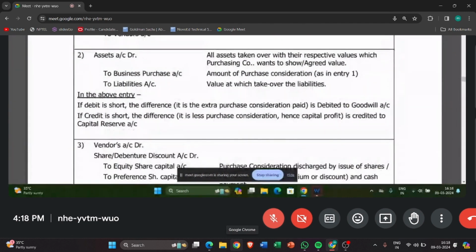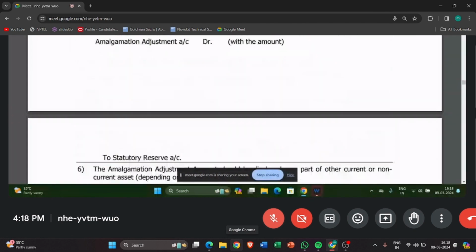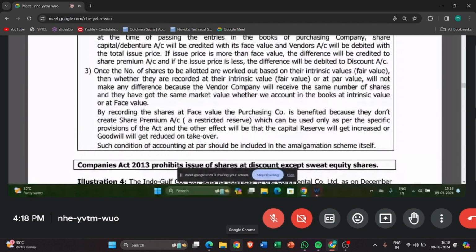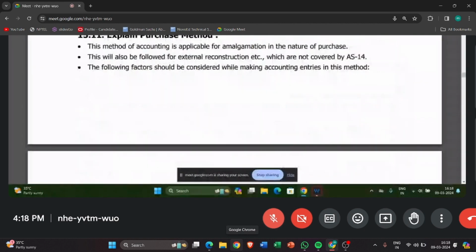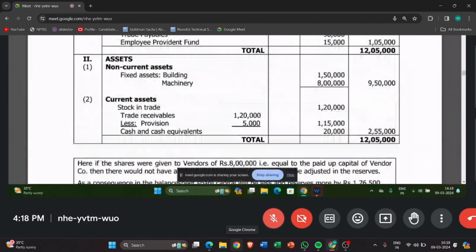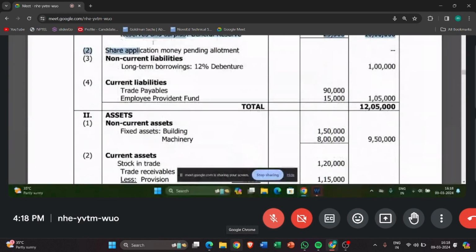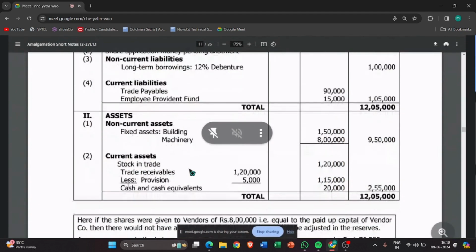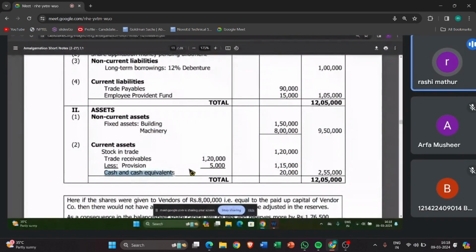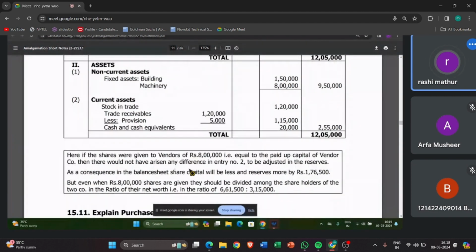sheet as it is. What you'll have to do is just go to the balance sheet and write the statutory reserve as it is. So in the new balance sheet, under reserves and surplus, you will write after general reserve, statutory reserve. And under assets, last item, after cash, you will write amalgamation adjustment account with the same amount, so that there is no effect on your balance sheet.